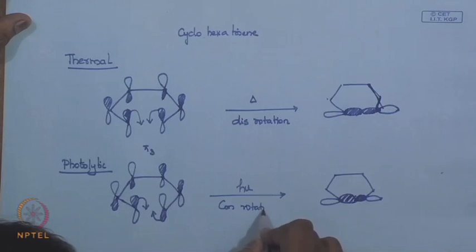Again, if you just remember what happened in your 4n system, it was the opposite of this. So, in the 4n system, if you take the system and heat it, you end up with a conrotation. Then if you shine light, you end up with a dis, but once you go to 4n plus 2 systems, you just get the reverse of it. That means, when you heat it, you get a dis, and when you shine light, you get a conrotation. See, this whole thing was formulated by one of the great eminent scientists, Woodward Hoffmann. Okay, you cannot forget. So, we will just get the Woodward Hoffmann rule.